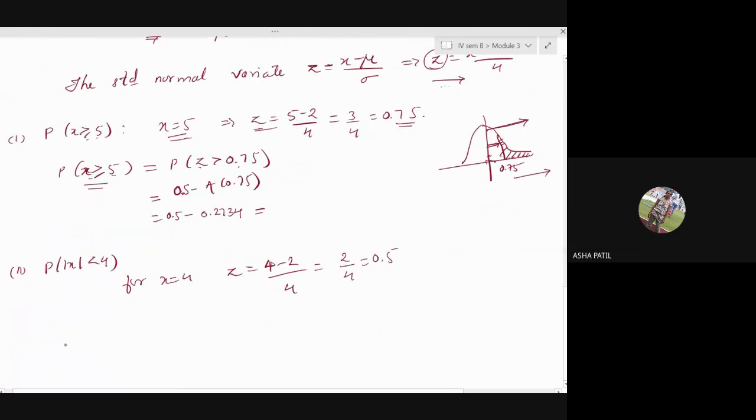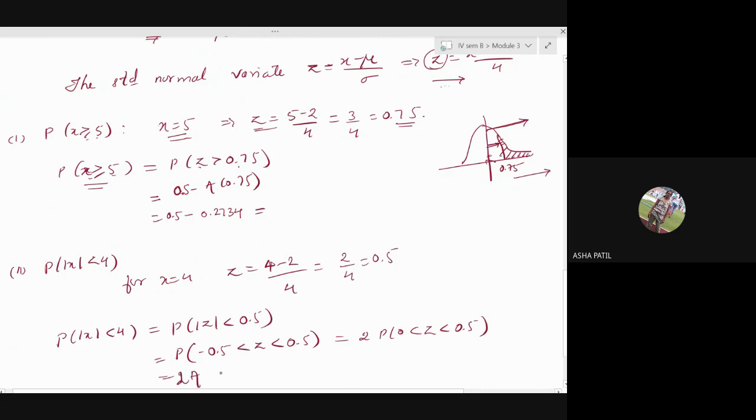So what we write, probability that mod x is less than 4 is nothing but probability that mod z is less than 0.5. So mod z is less than 0.5 means it is probability that minus 0.5 less than z less than 0.5, or you can write 2 times the probability that 0 less than z less than 0.5. So it is 2 times A of 0.5. See, whatever the value we get, A of 0.5.